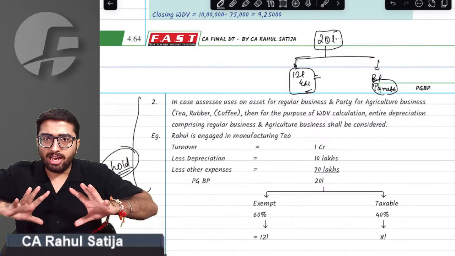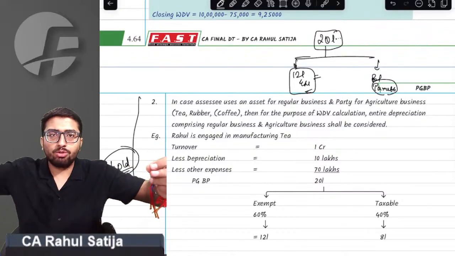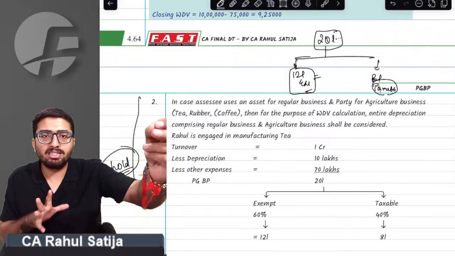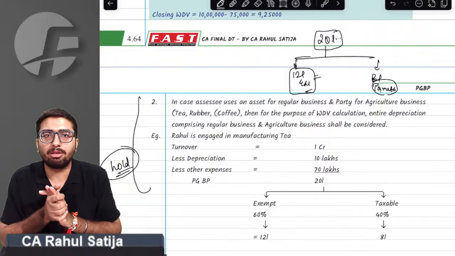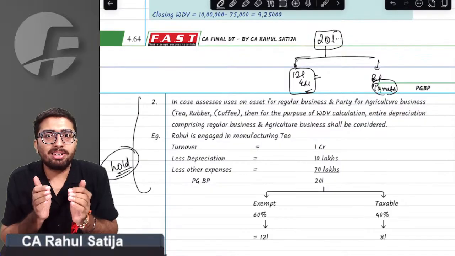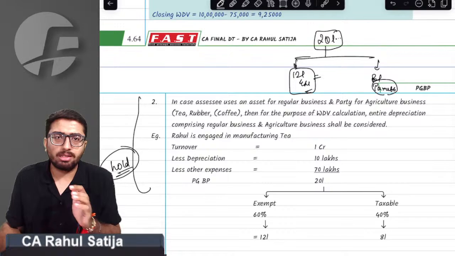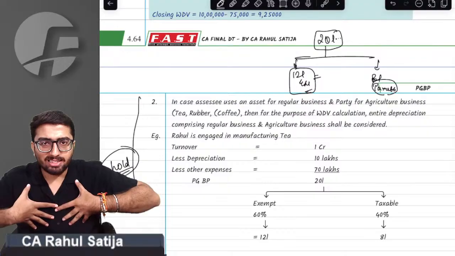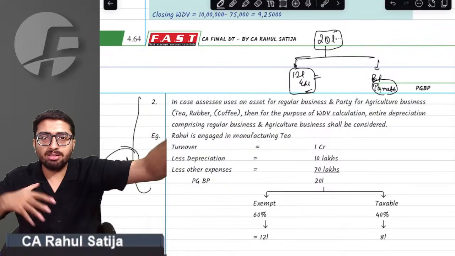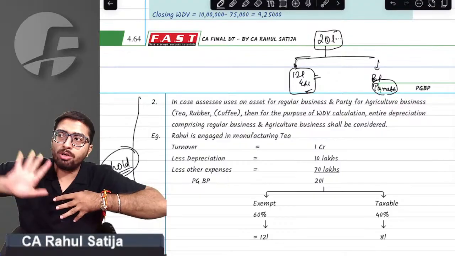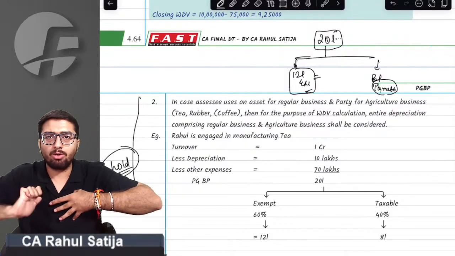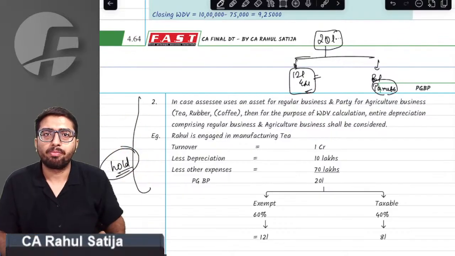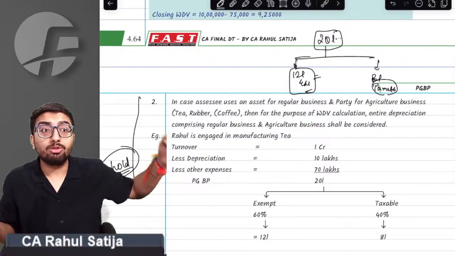Whenever you have an asset used for both agriculture purpose and non-agriculture purpose, in that case depreciation in respect of only non-agriculture purposes is allowed. Simple point. But the block shall be reduced by the entire depreciation. Block of assets shall be reduced by the entire depreciation.